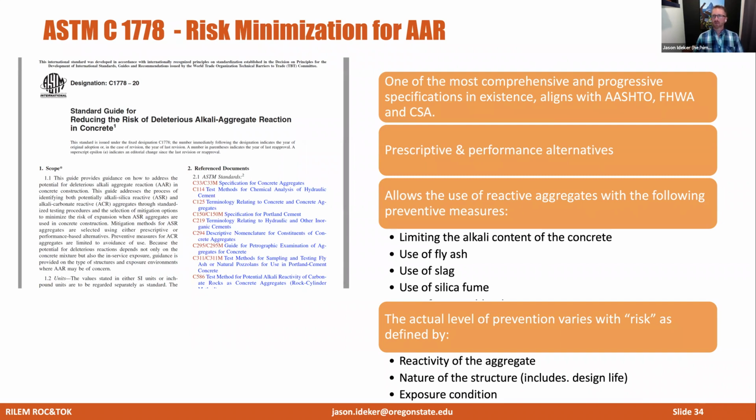So this does have both prescriptive and performance alternatives in it, and it allows for the use of reactive aggregates either by limiting the alkali content of the concrete, using fly ash, using slag, or using silica fume. But the actual level of prevention varies with the risk, and that risk is defined by how reactive the aggregate is, what the service life of the structure is, and what its exposure conditions are.